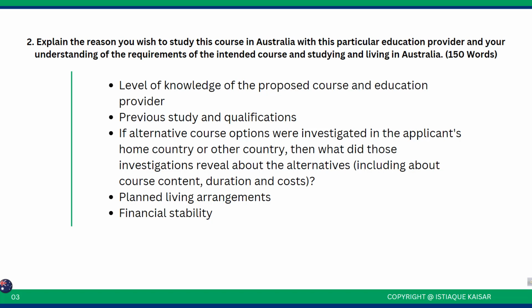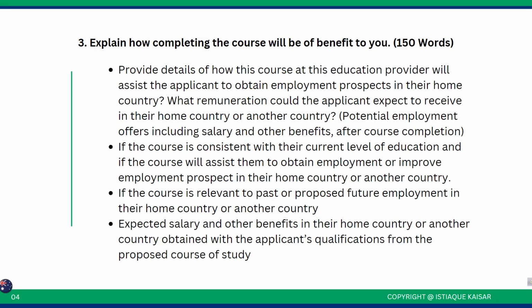Let's go to the third question. The third question is a little bit about your future: explain how completing the course will be of benefit to you. I mean the course outcome. You need to mention a lot of things, but again you have a limit of only 150 words. So you can provide details of how this course at the education provider will assist the applicant to obtain employment prospects in their home country.